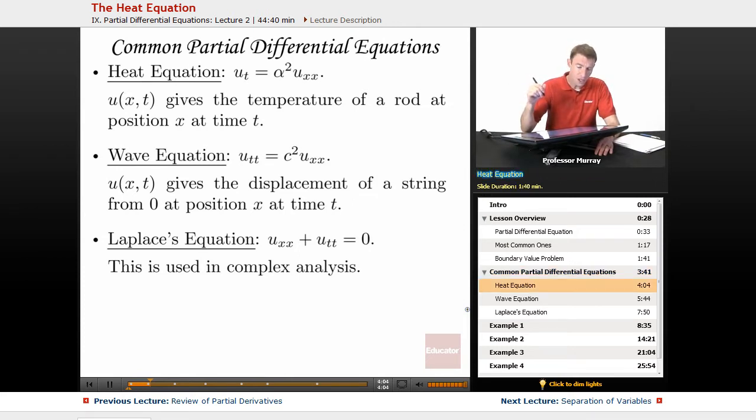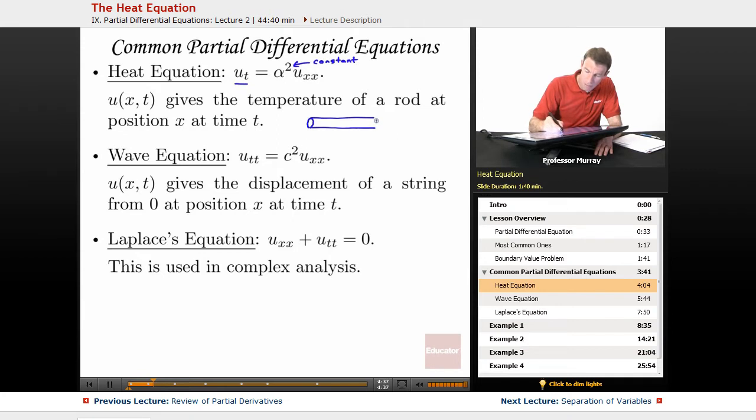So the heat equation says u sub t, remember that's the partial derivative of u with respect to t, is equal to alpha squared times u sub xx. That alpha squared is a constant, and I'll say what that measures in just a moment. u sub xx is the second partial derivative of u with respect to x. And what this equation describes is a function u of x and t, which tells you the temperature of a solid rod.